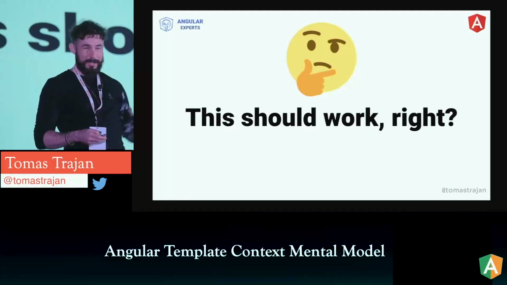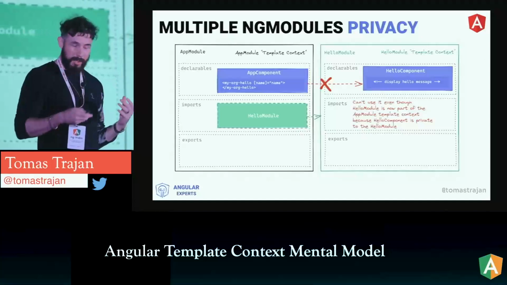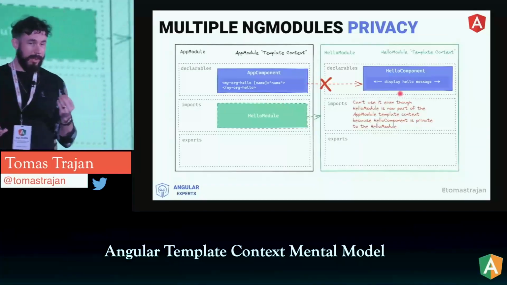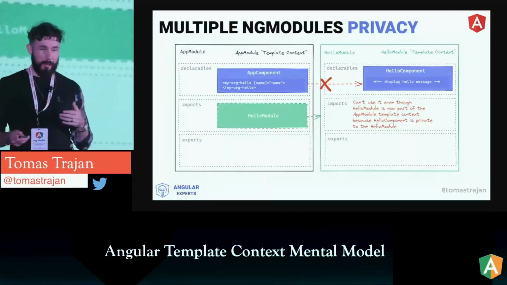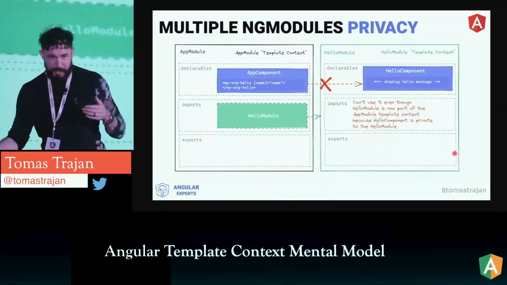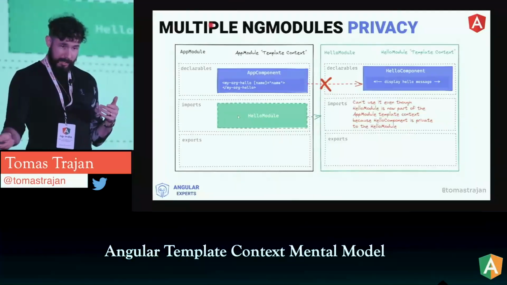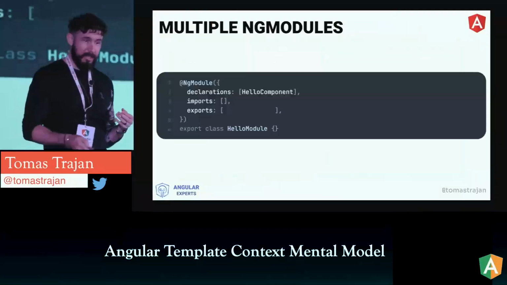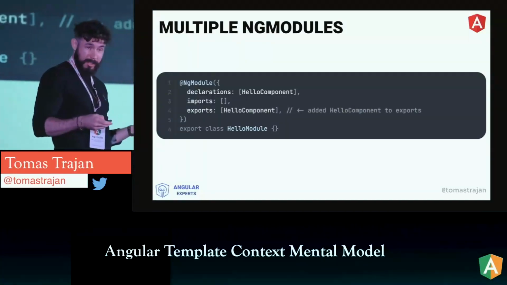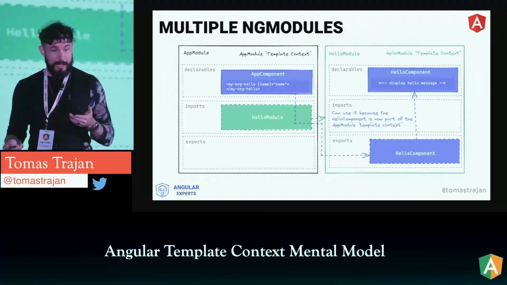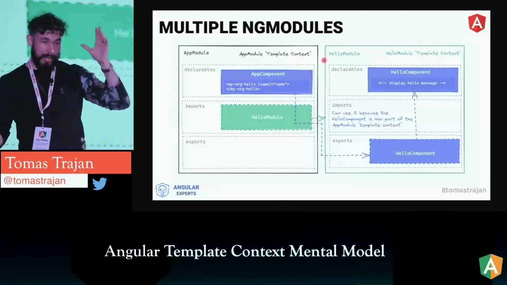Some people. No, it's not going to work, because even though we connected those two template contexts, the hello component is basically private, because even though it was declared, it was not exported. So even though we are creating this one bigger connected template context, the hello component is private, and therefore we cannot get it. To fix that, we of course add it to the exports. And then the situation changes. Now we have this one bigger connected template context of both the app module and the hello module.